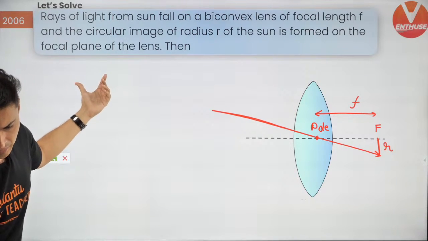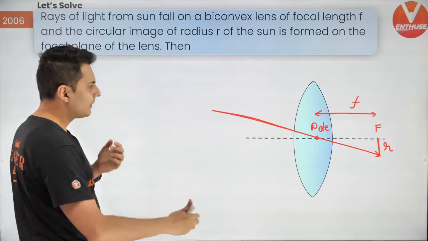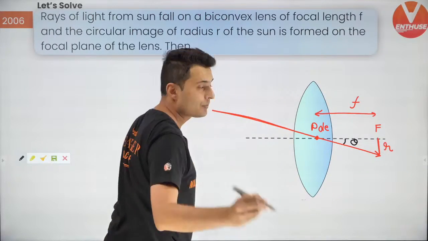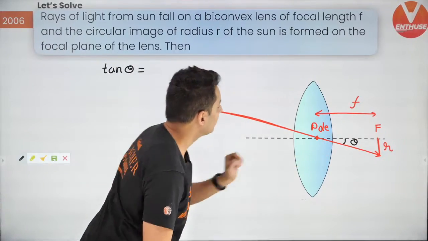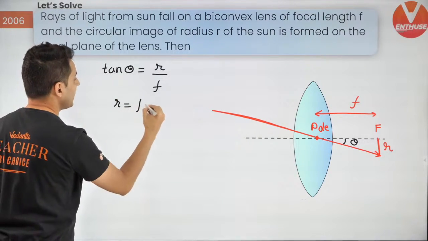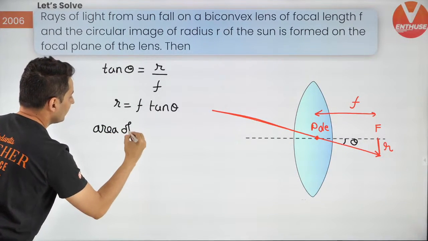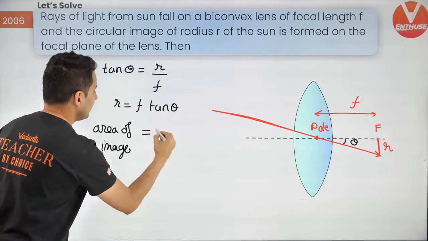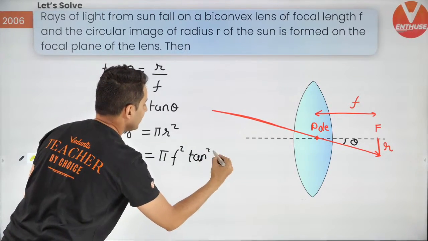Is that right? Okay, so let's see how we solve this question. Now think about it. Let me mark this angle over here as theta. Then what is tan theta, guys? Tan theta will be r divided by f. Therefore, r will be f tan theta. Therefore, the area of the image of that sun, remember, it is pi r square. So won't it become pi f square tan square theta?